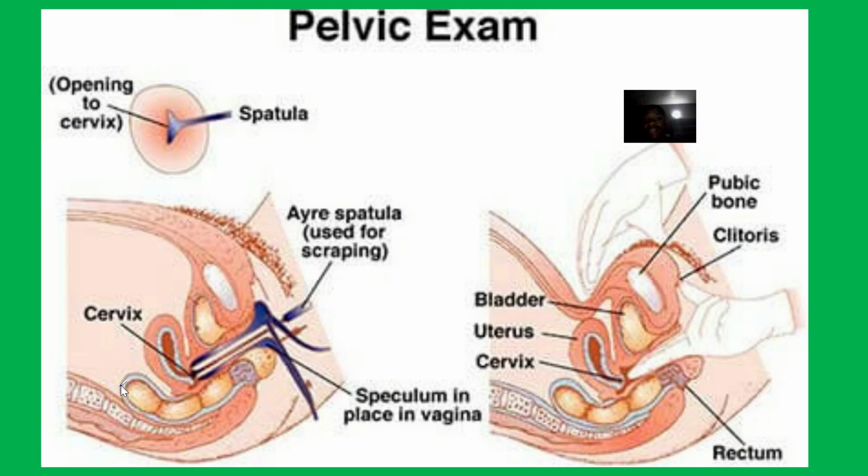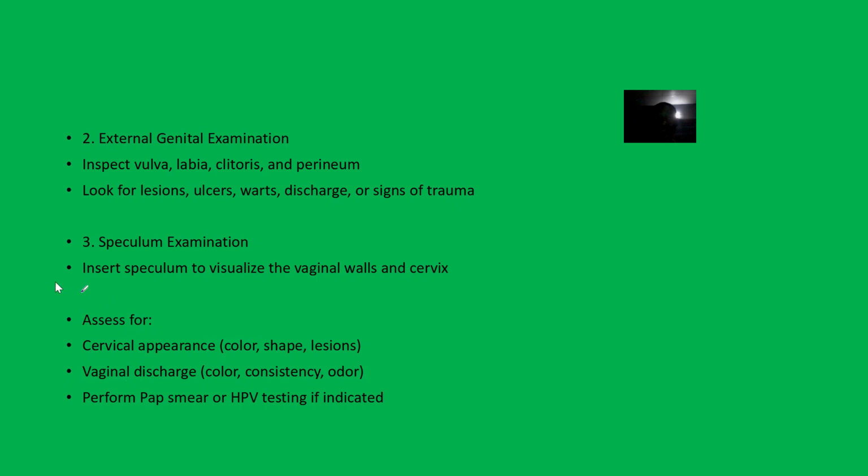Then going on to the external genitalia examination, this one you are not inside yet, you are just looking on the outside. What is the health, what is the appearance, is there any discharge? So on the outside, you are inspecting the vulva, the labia, the clitoris, the perineum. You are looking out for lesions, ulcers, wounds, abnormal discharge, and any sign of trauma.